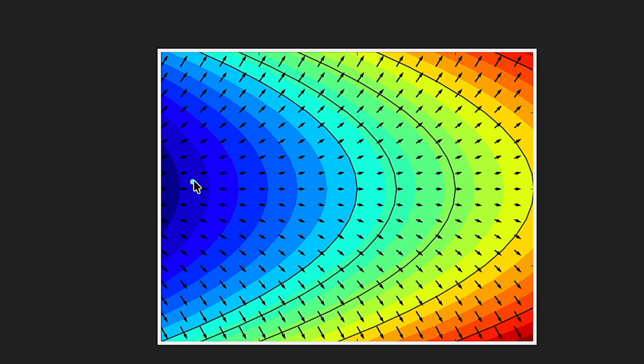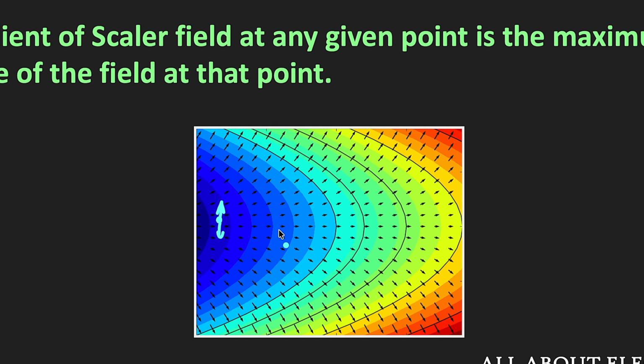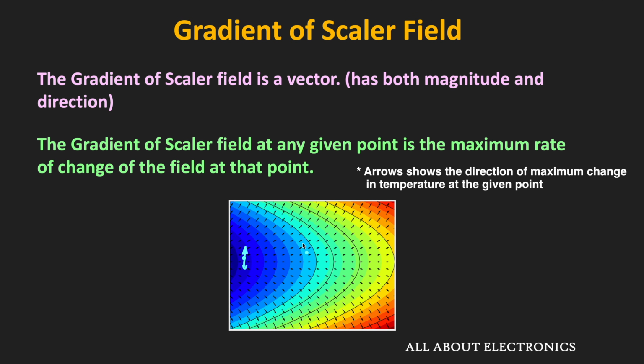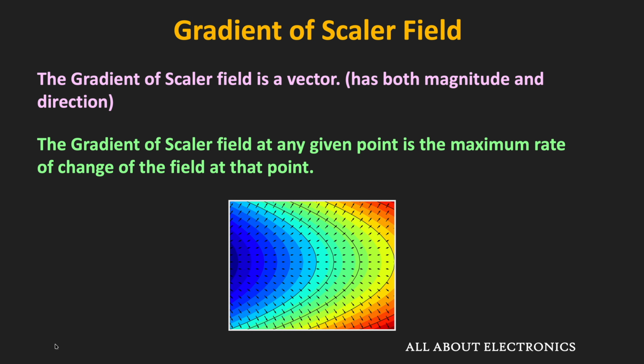So at any given point, if we move in any direction, then there will be a change in the temperature. But at any given point, this gradient shows the direction where the maximum change in the temperature can occur. That means all these arrows show the direction of maximum change in temperature at the given point. Now, let us see the mathematical representation of this gradient.